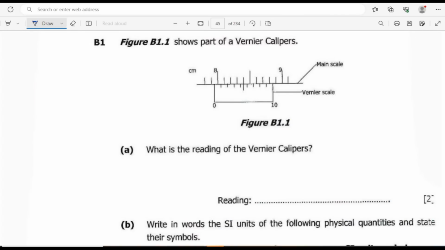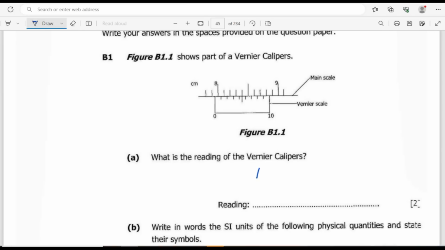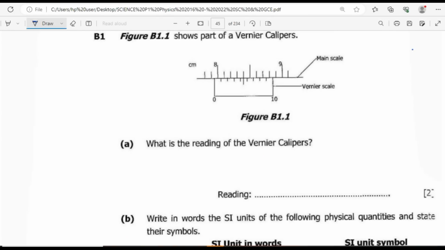Okay, so now we have another question where we want to look at a vernier caliper here. Question A, what is the reading of the vernier caliper? So how do you find the reading? Even here, first we'll begin by considering our main scale.